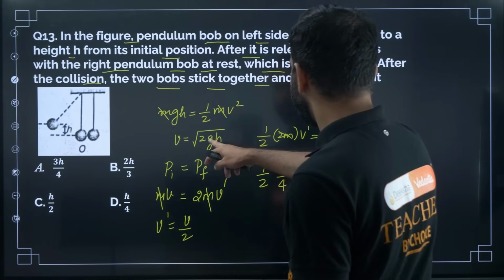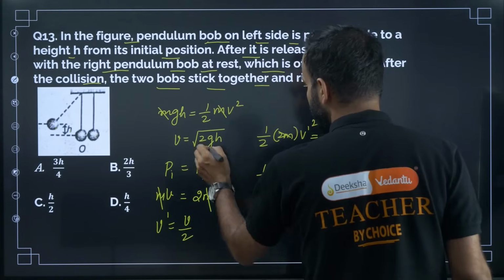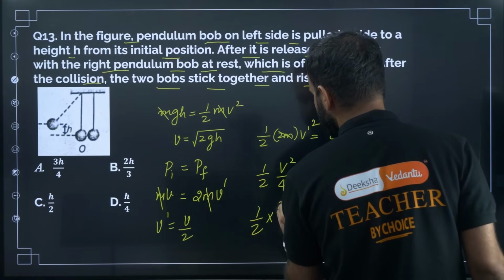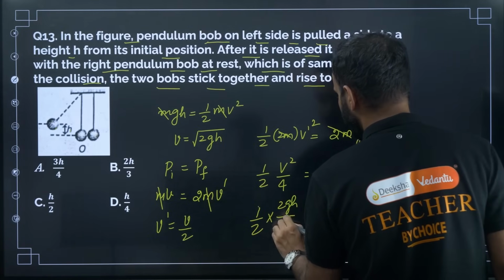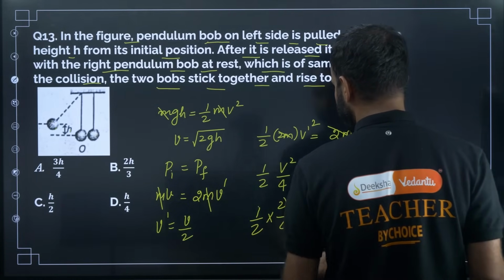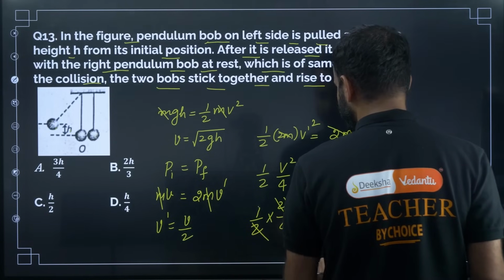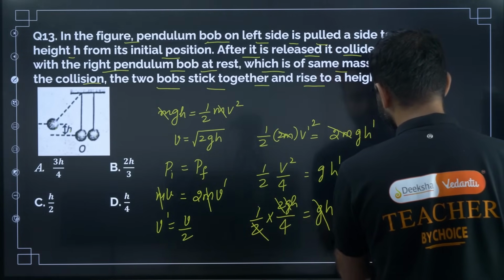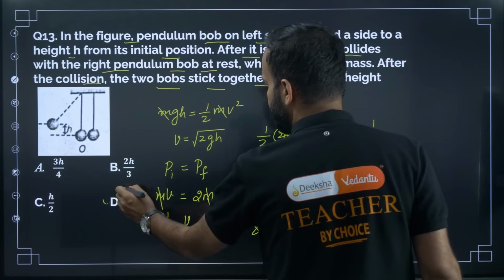So now what is v square? v square is 2gh, right? So half into 2gh divided by 4 equal to g into h dash. So g will get cancelled, here 2 will get cancelled. So h dash is equal to h divided by 4. So the correct option is D.